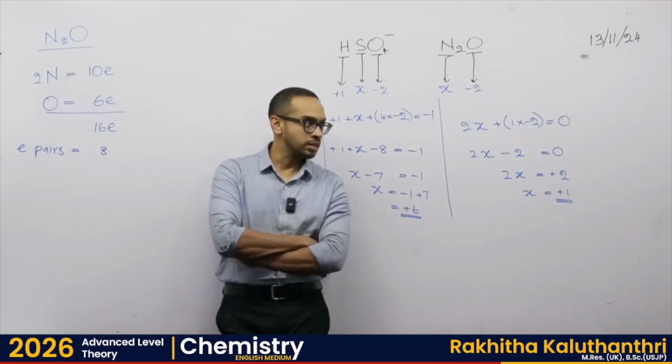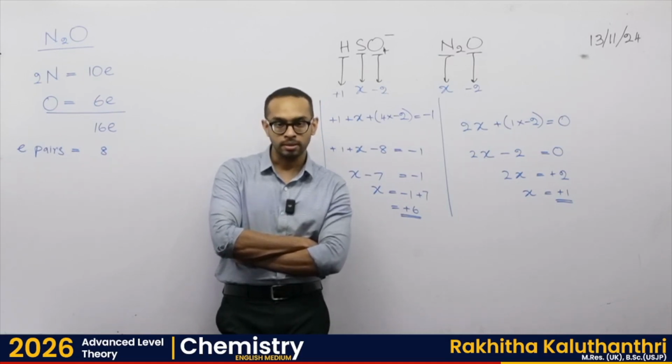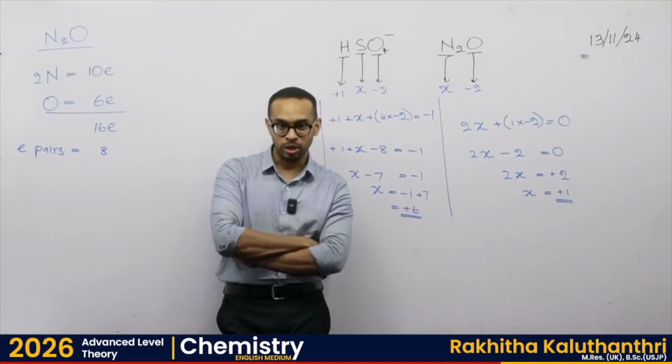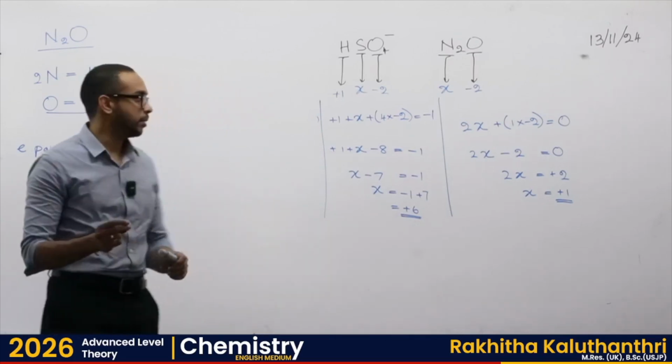Right, so nitrogen -2. Let's see. Okay, we have to see other answers. +2. Nitrogen. Both nitrogens or one? One. What about the other one? No charge, 0. Okay, we have a few answers. Shall we double check quickly?